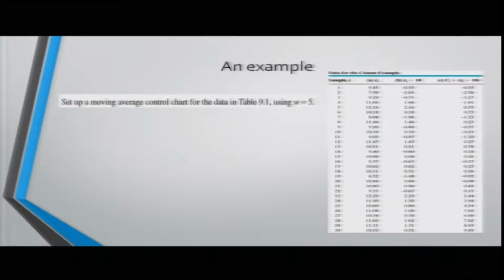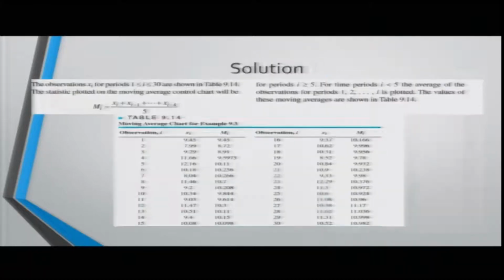Consider an example. You have the same data from sample 1 to 30, with xi values given, and you want to find the moving average, considering the target value is 10. First you find the difference between xi and 10, then you find the sum of the differences between xi and 10 and add them up, which is given in the last column, the 4th column. The observations xi for the time periods 1 to 30 are shown.